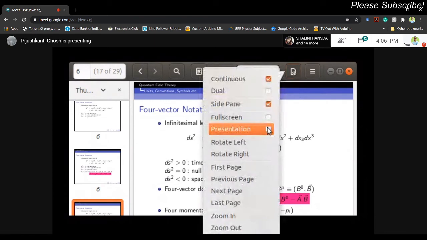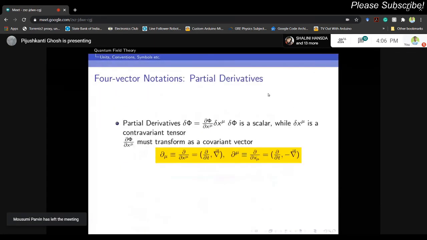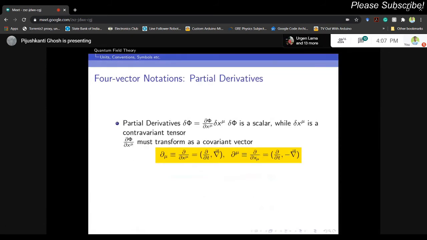Okay. So now partial derivatives. This part is a bit tricky, and I find that students have difficulty in following this. Now, to motivate you, you see that delta phi is a function of x0, x1, x2, and x3. I can write this as del phi del x mu delta x mu. Typically, suppose phi is a function of x and y. You get del phi del x dx plus del phi del y dy. Right? Yes or no?